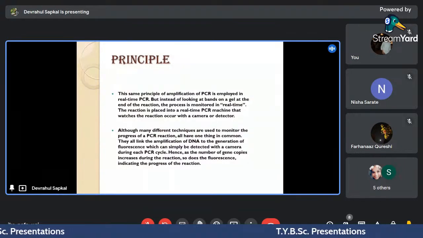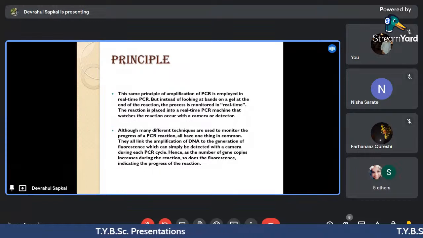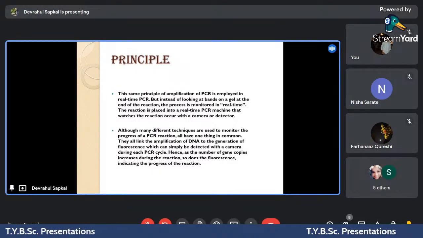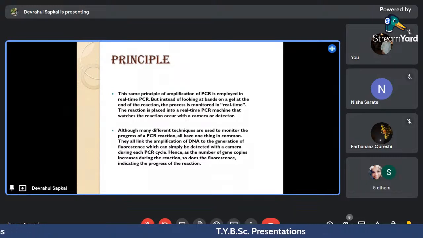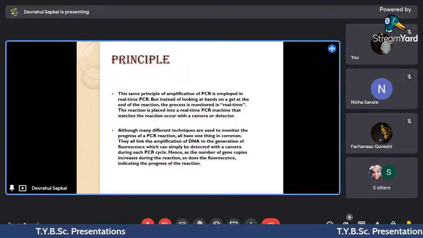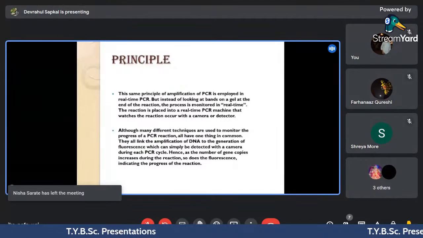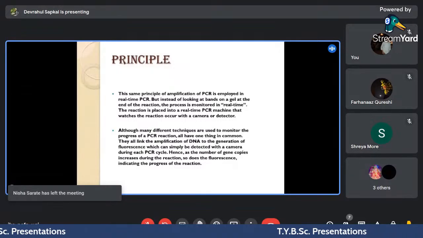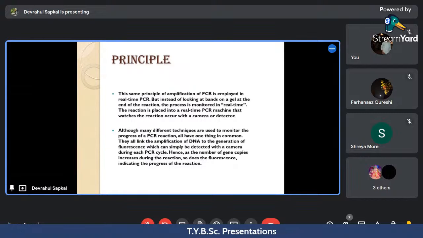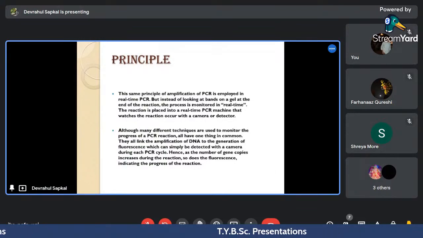The reaction is placed into a real-time PCR machine that watches the reaction occur with a camera or detector. Although many different techniques are used to monitor the progress of a PCR reaction, all have one thing in common: they all link the amplification of the DNA to the generation of fluorescence, which can simply be detected with a camera during each PCR cycle. Hence, as the number of gene copies increases during the reaction, so does the fluorescence, indicating the progress of the reaction.